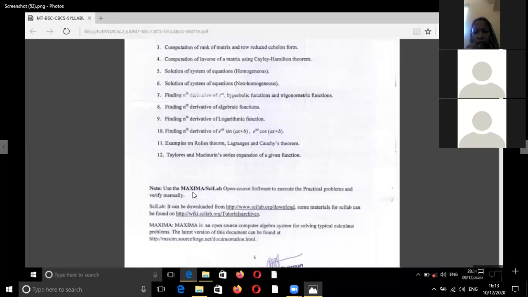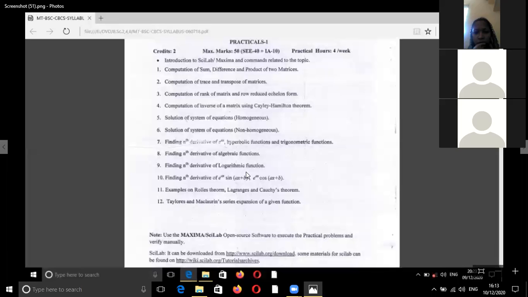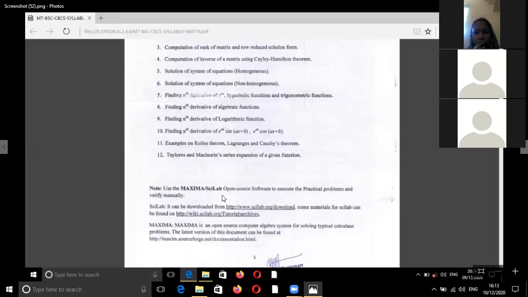Maxima, Scilab, these two. Here you are using only the Maxima, but you can use both to solve the practicals. These are the practical papers, and you can use either Maxima or Scilab. And in our college we are using only the Maxima.